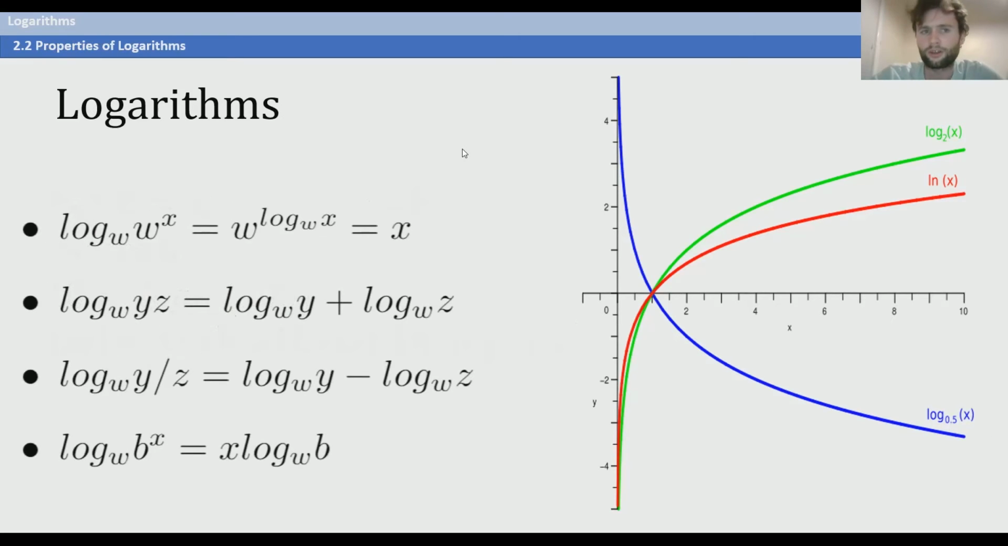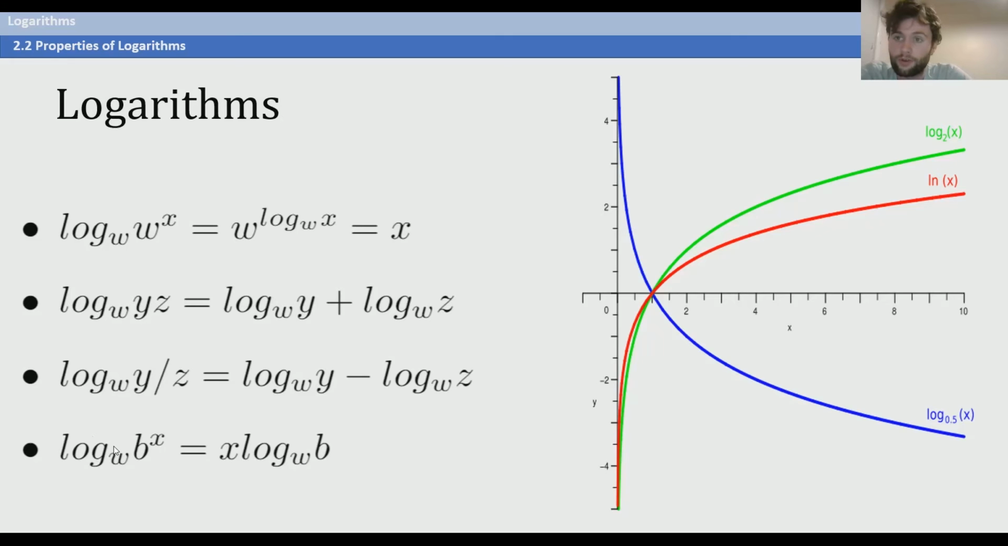So here are some laws to do with logarithms, some properties. We've got log_w w^x equals x. I want you to write these laws down. They're all going to be useful to you. We've got the multiplication rule: log_w of y times z is the same as log_w y plus log_w z. Log_w of y divided by z is the same as log_w y take log_w z. And log_w of b raised to the x is equal to x log_w b.